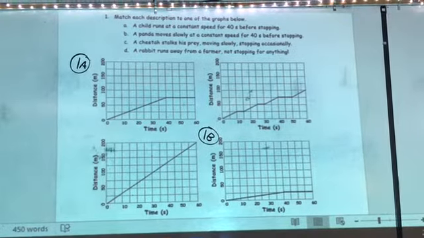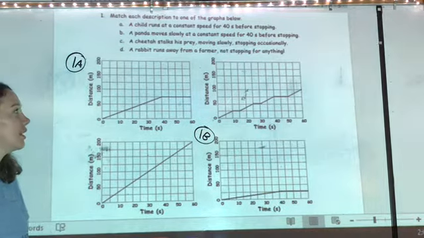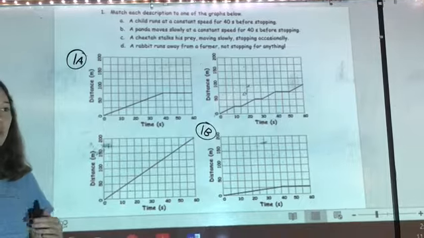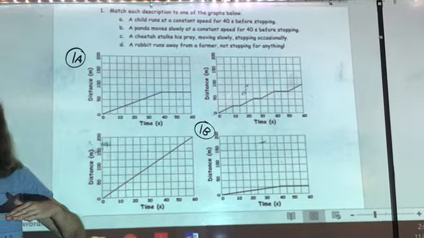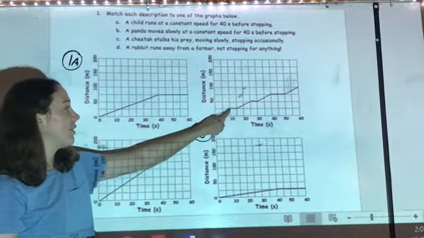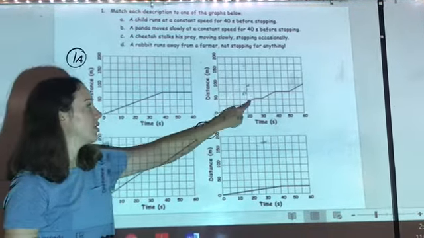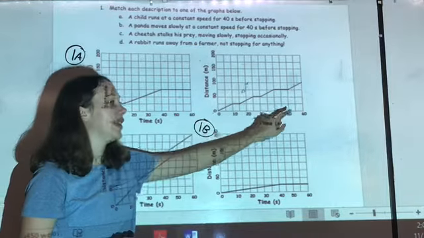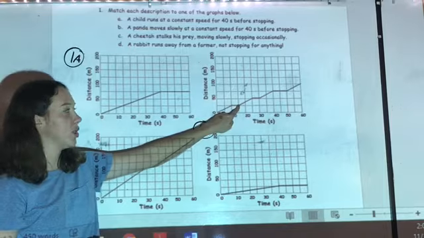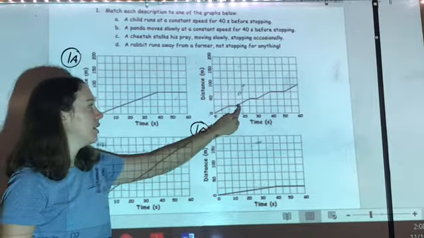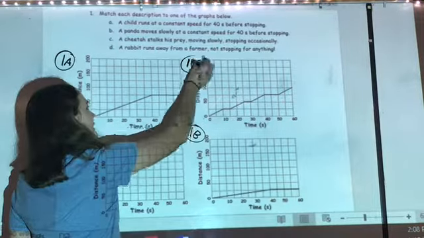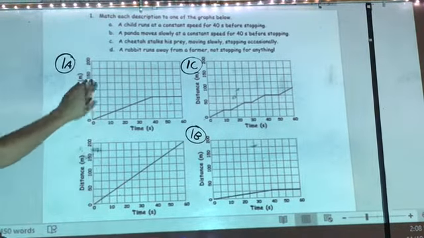Option C says a cheetah stalks his prey, moving slowly, stopping occasionally. So once again, if we want a line to stop, it's going to be horizontal because your distance is not increasing. So I see right here, I've got a slope, and then it goes horizontal, slope, horizontal, and it keeps doing that. This represents the cheetah slowly walking, and then it comes to a stop, so the distance doesn't get any greater. Slowly walking comes to a stop. So this is going to be 1C, which means my last option should be my last one.